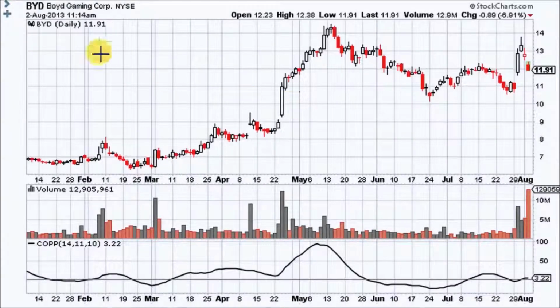Now on this chart for BYD, the Kopuk curve gave 1, 2, 3, 4 buy signals. Let's see how they worked. The first one was right here when it dipped below zero and crossed back up through it. Okay, that happened right here before the breakout on huge volume into blue sky territory.